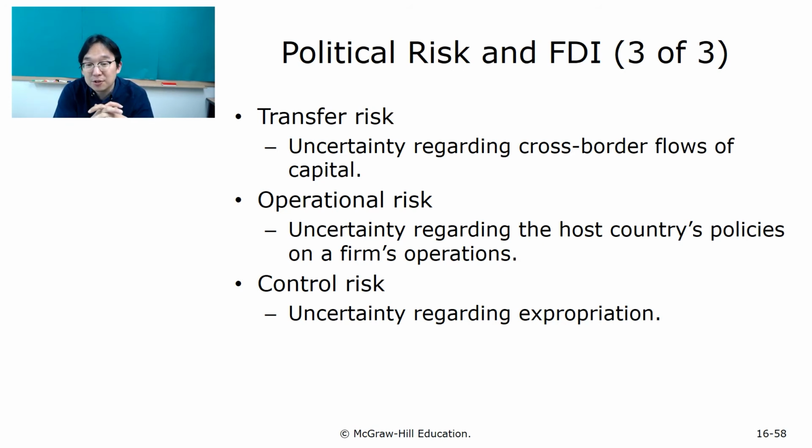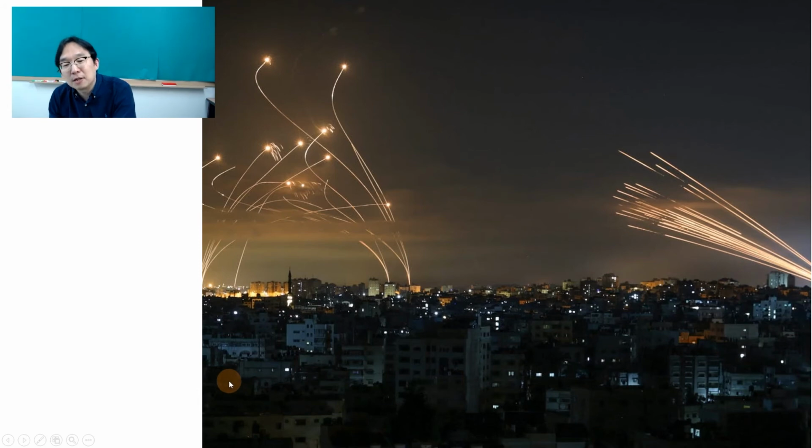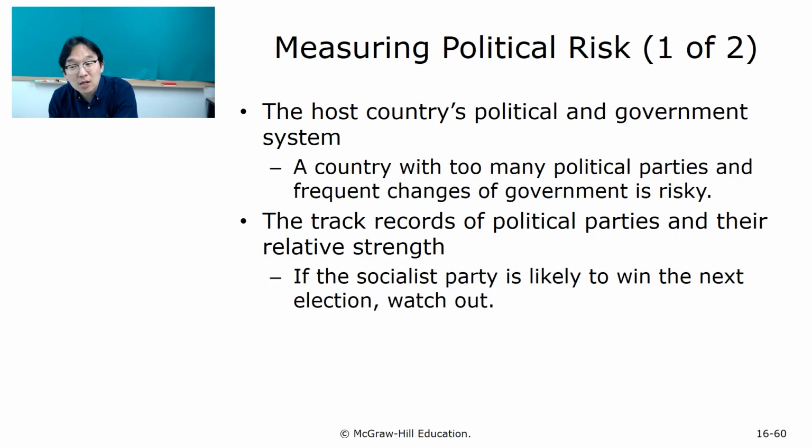Operational risk is about the uncertainty regarding the host country's policies on a firm's operations, your factory-related ones. And then control risk is about the uncertainty regarding expropriation. You can imagine Kim Jong-un taking over the ownership of the company. It's not your company. Boom, this is Kim Jong-un's company. You're screwed, right? That's that. Political risk, if you look at Israel, right? Recently there was the Iron Dome, and the issues going on, the Palestine and Israel conflict. Geopolitical risk is huge.